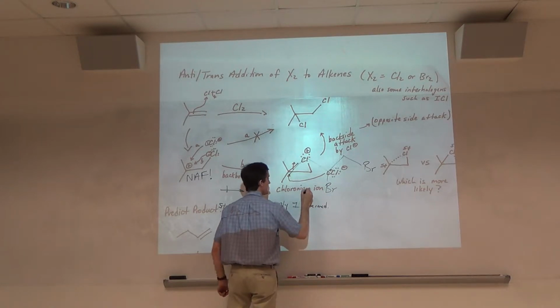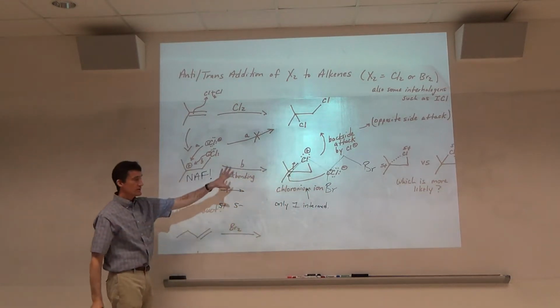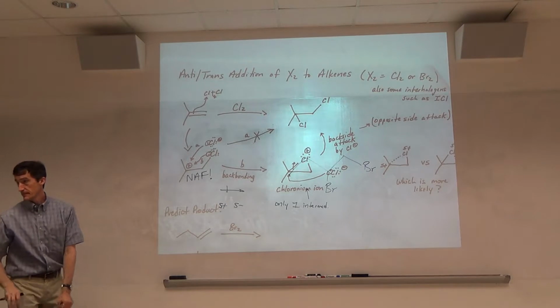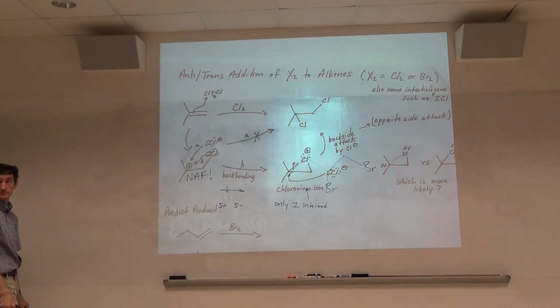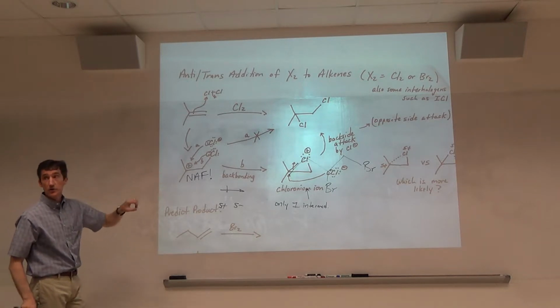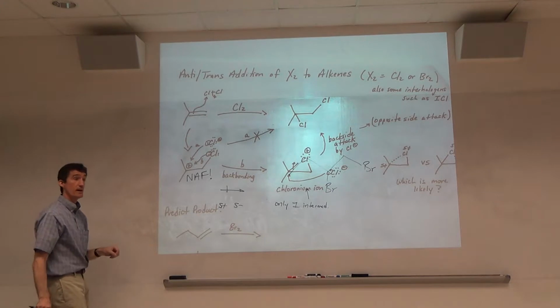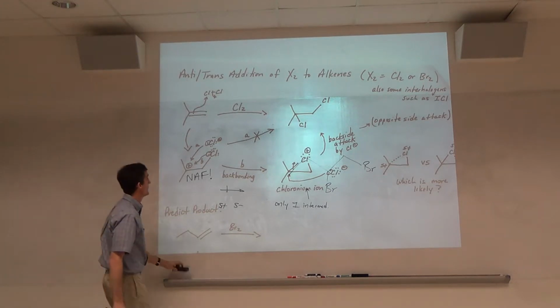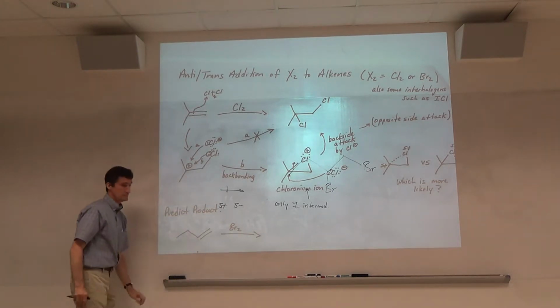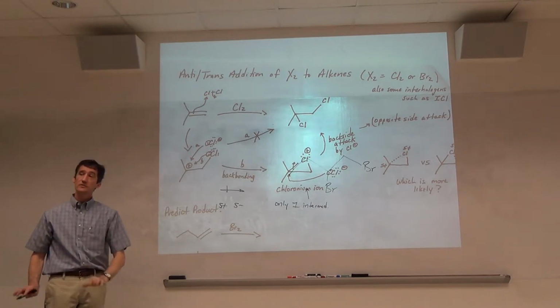There's only one intermediate in this reaction shown, and it's the chloronium ion. How is that possible? That's because the first two steps that I'm showing are concerted. What does concerted mean? They happen at the same time. Okay? And this is huge.